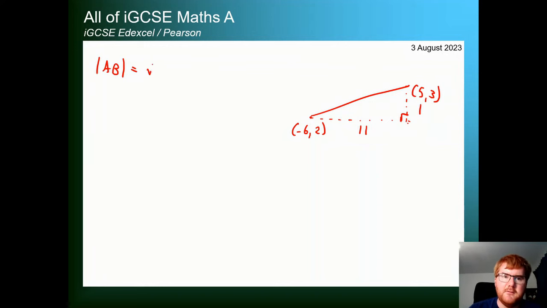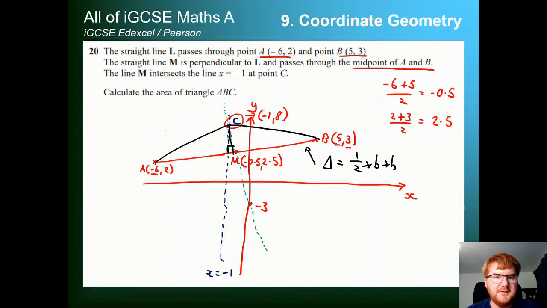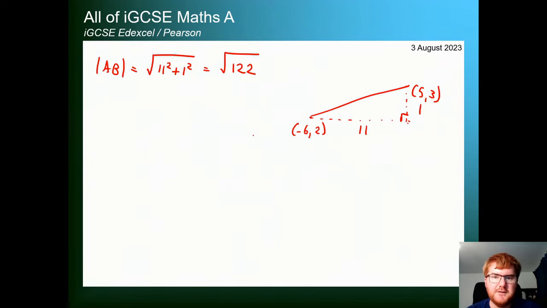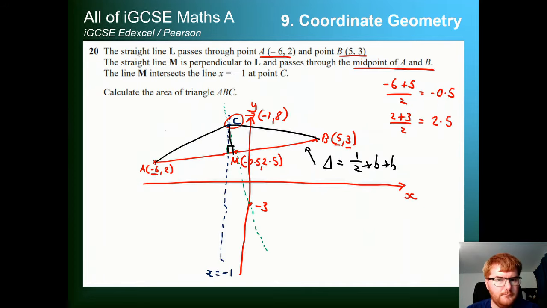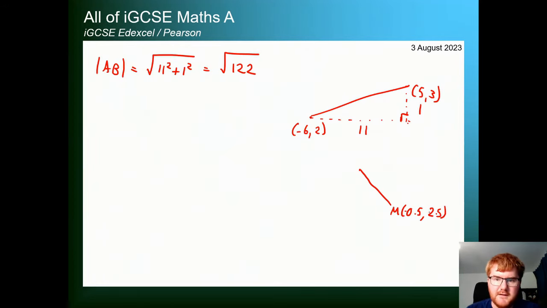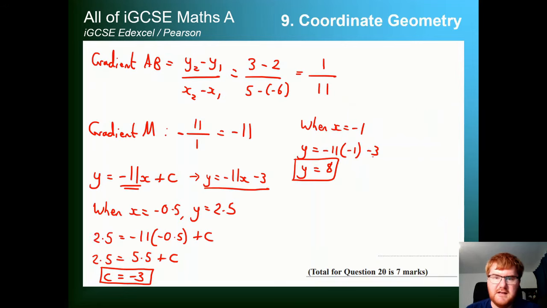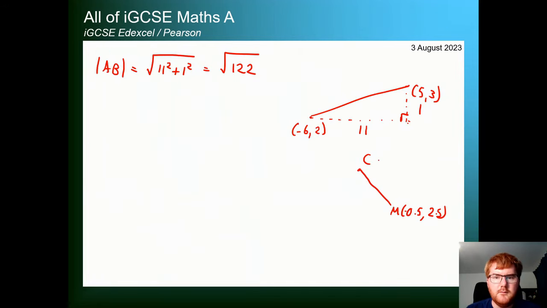So the length of AB will just be equal to the square root of 11 squared plus 1 squared. We've seen Pythagoras before, and that's equal to the square root of 122. And now we do a very similar process with MC. So again, I'll do a nice little sketch over here, then a slightly shorter line. So M was minus 0.5, 2.5. C here was minus 1 and 8.